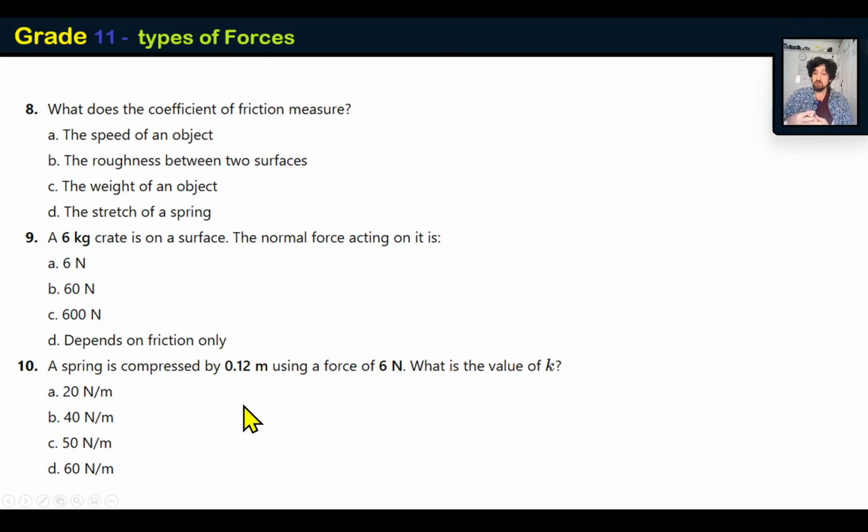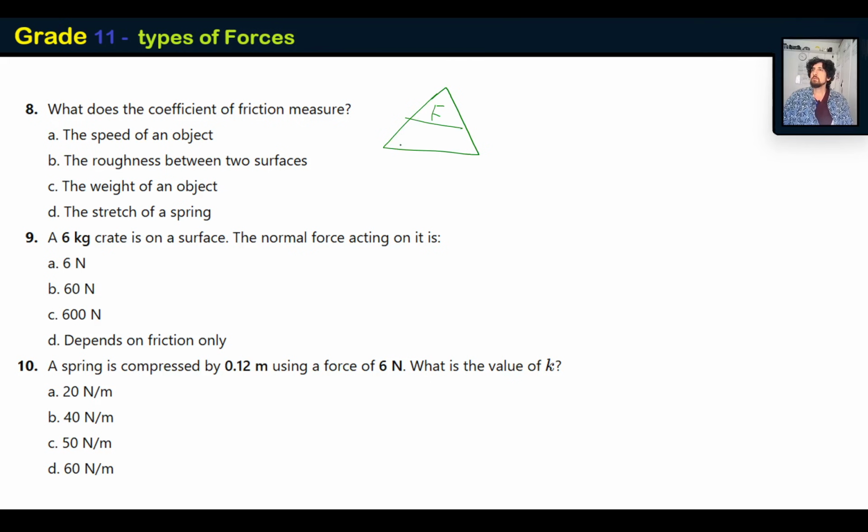I feel stronger already. Right, what does the coefficient of friction measure? Formula. Always look at the formula. Coefficient of friction, F = k delta L. So it's going to measure the roughness between two surfaces. That's, sorry, that's spring constant. Whoops. Coefficient of friction.